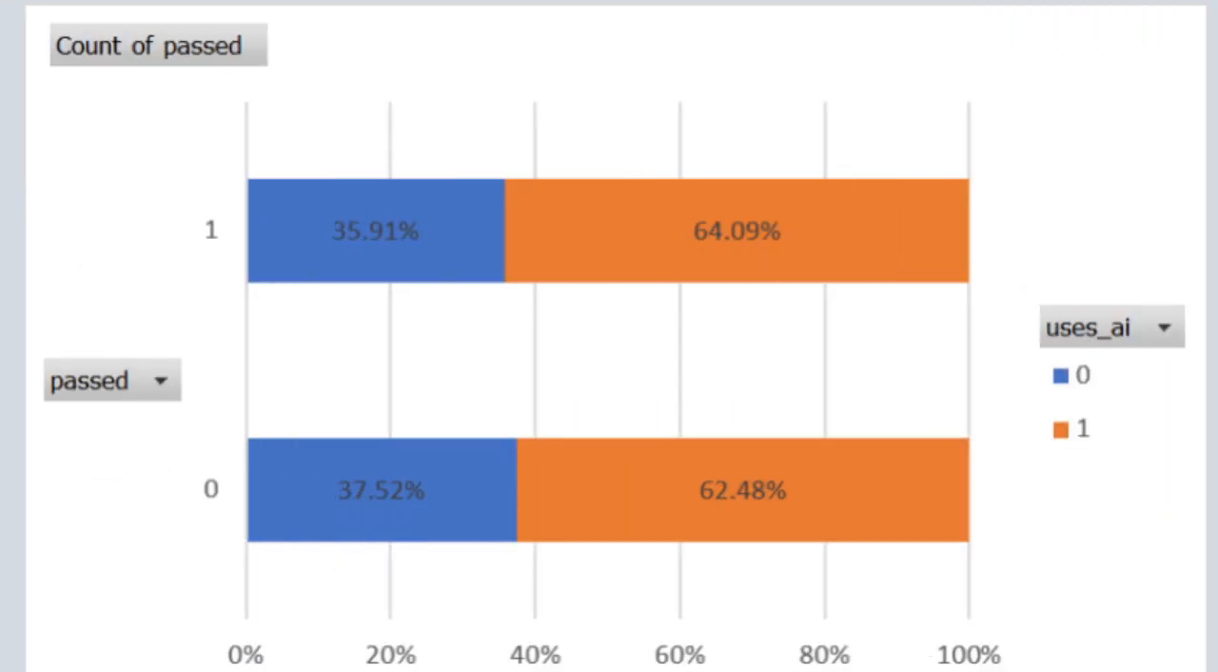This chart shows the colors of the people who do use AI and the ones who don't, and then the 0 and 1 on the chart say whether they passed or not. As you can see, the people who do use AI pass more, that's 64%, and the ones who don't pass less, that's 63% of them only passed.